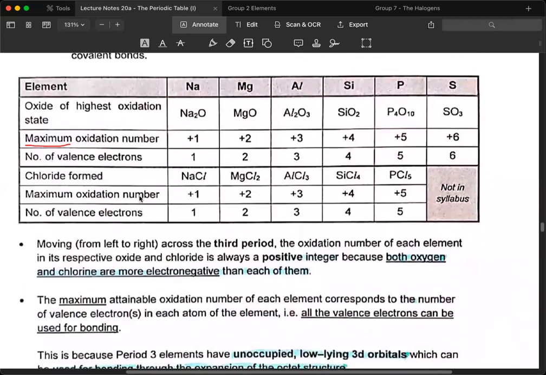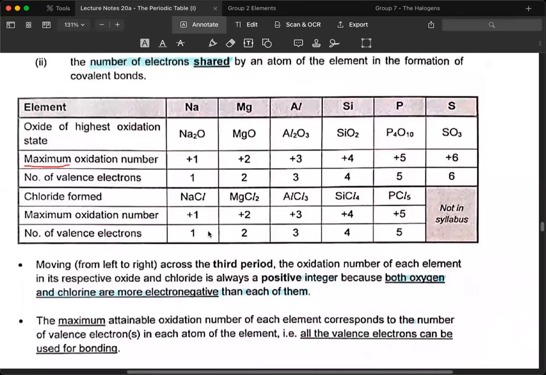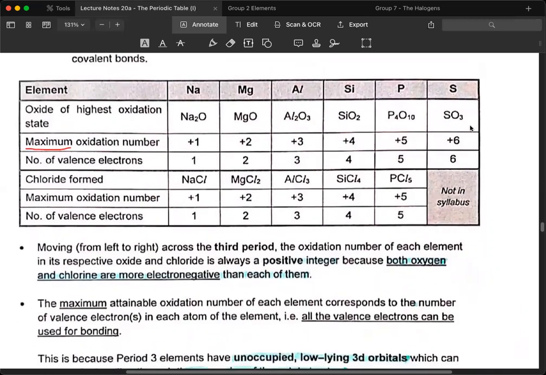So moving from left to right across the third period, the oxidation number of each element in its respective oxide and chloride is always a positive integer, because both oxygen and chlorine are more electronegative than each of them. So the element will always be positive. You can see all the positive.